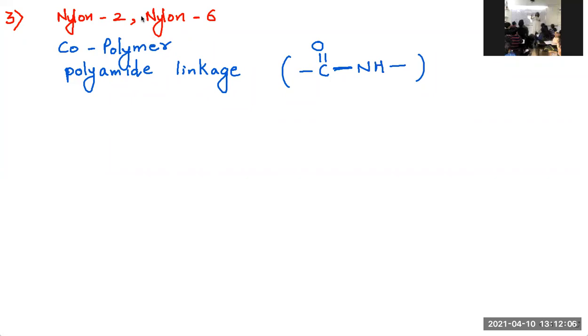And the monomers are, what are the monomers, Mehek? Glycine and epsilon aminocaproic acid. Glycine and epsilon, that is 6 amino caproic acid.